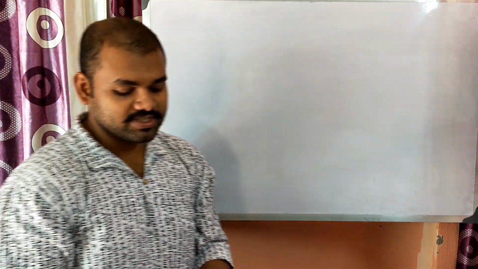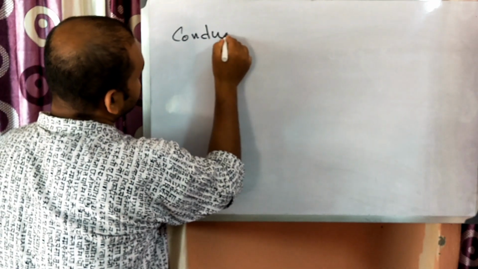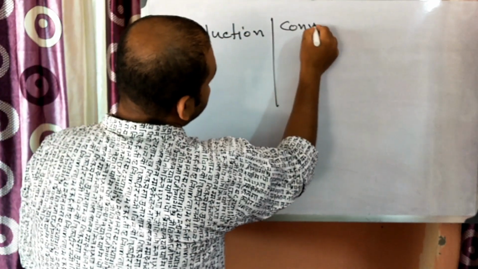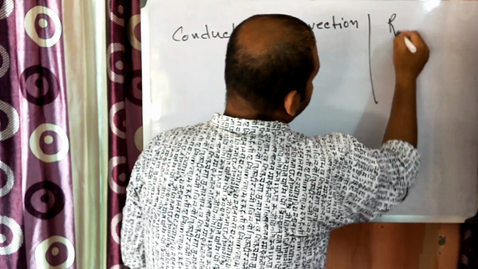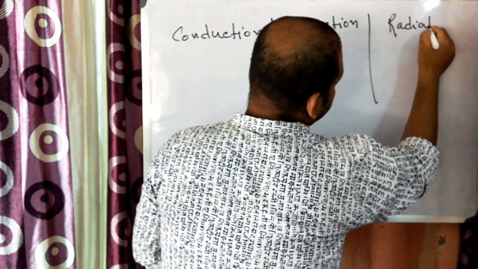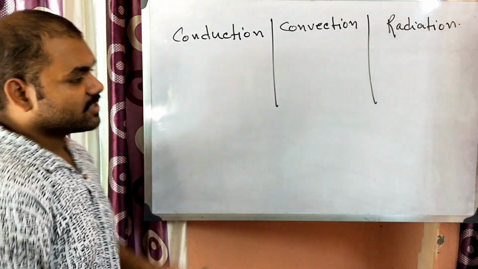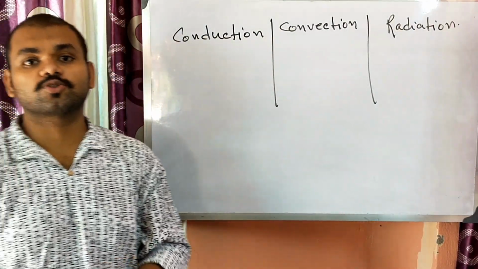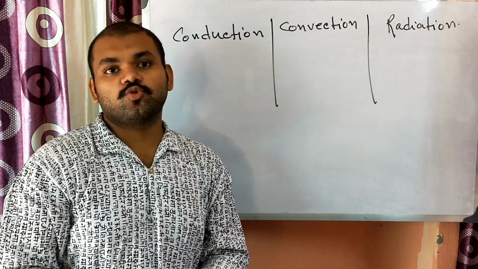or one place to another place. So these three processes are: one is conduction, second one is convection, and third one is radiation. Okay, so in case of conduction, what is conduction? Conduction is a process of heat transfer through a solid where there is no actual mass movement.